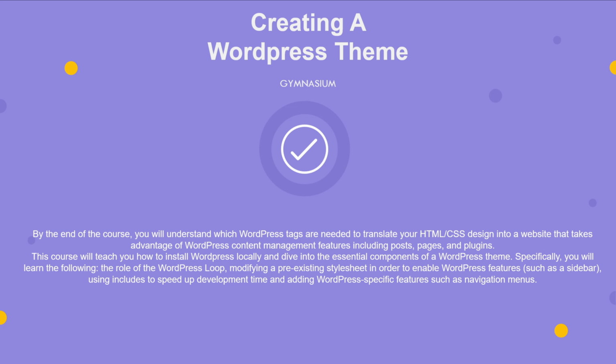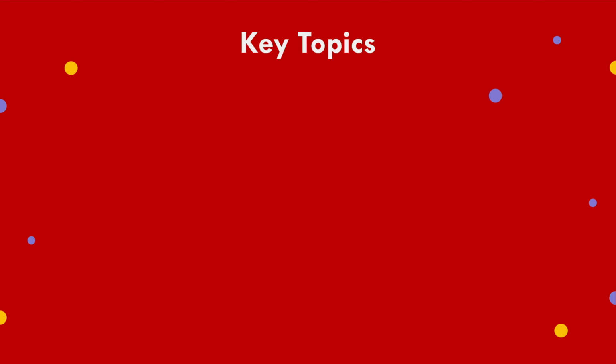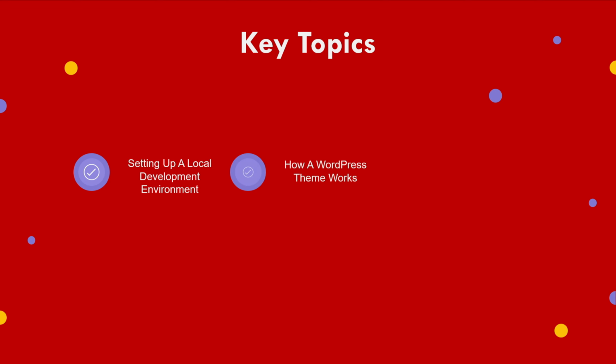Specifically, you will learn the following: the role of the WordPress loop, modifying a pre-existing style sheet in order to enable WordPress features such as a sidebar, using includes to speed up development time, and adding WordPress specific features such as navigation menus.